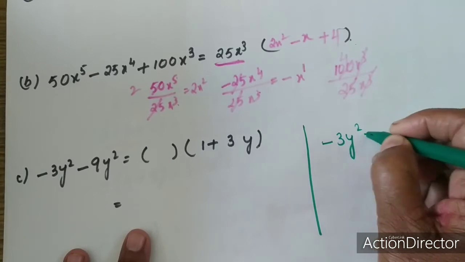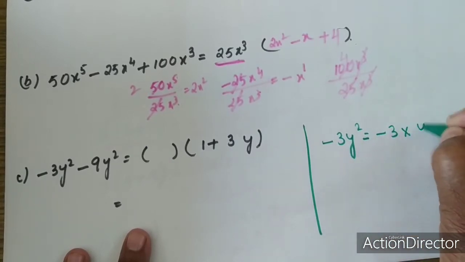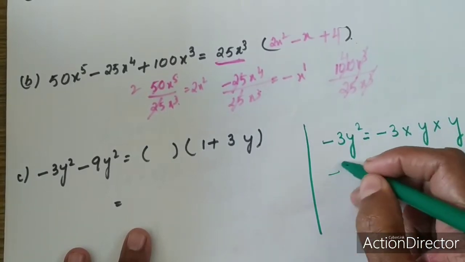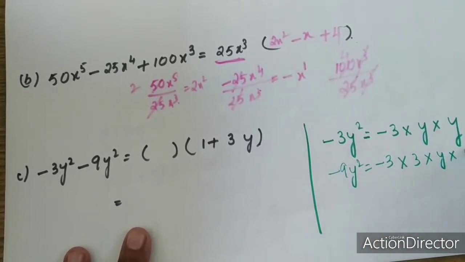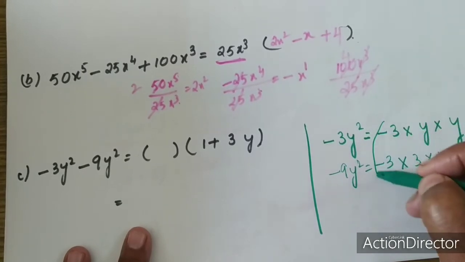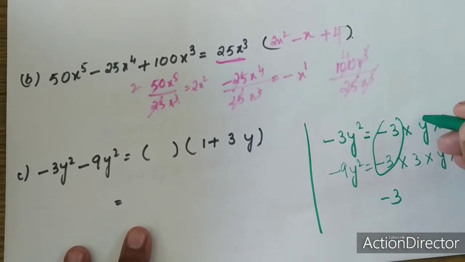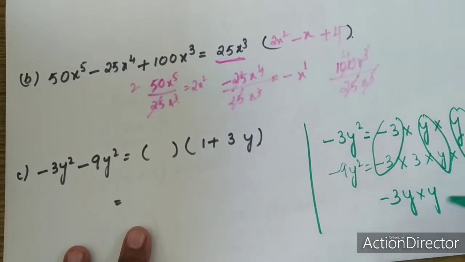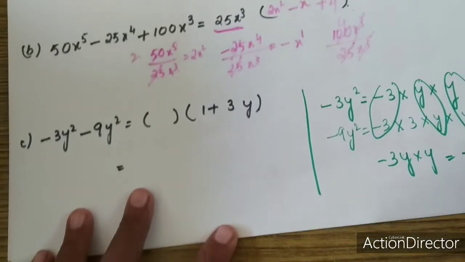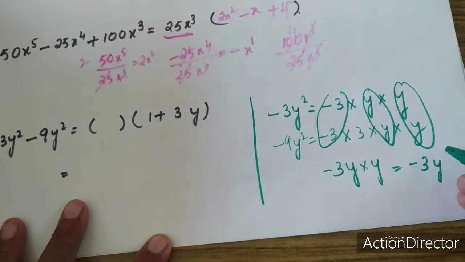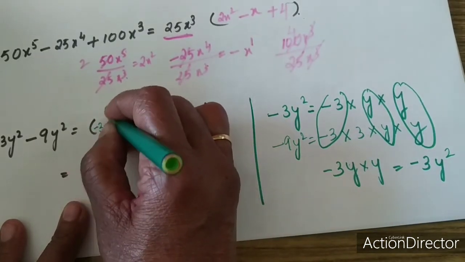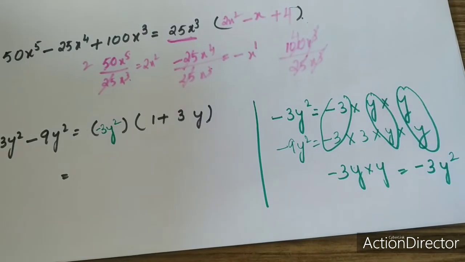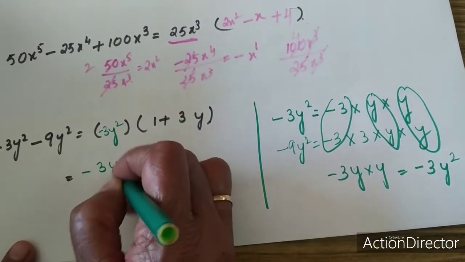So minus 3y square can be written as minus 3 into y into y, and minus 9y square can be written as minus 3 into 3 into y into y. So you can observe the HCF: one is minus 3, second is y and third is also y, which is equal to minus 3y square. So my answer will be minus 3y square.